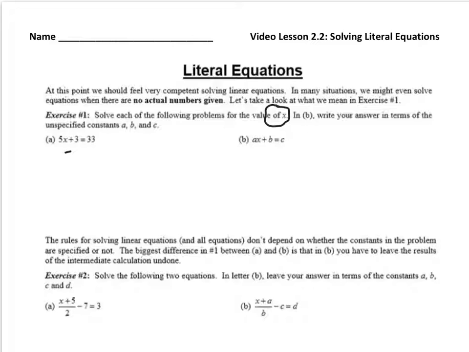To get x by itself, we would subtract 3 from both sides. That gives you 5x equals 33 minus 3, which is 30. To finish, divide both sides by 5. And you see that the value of x that makes the equation true is 6.